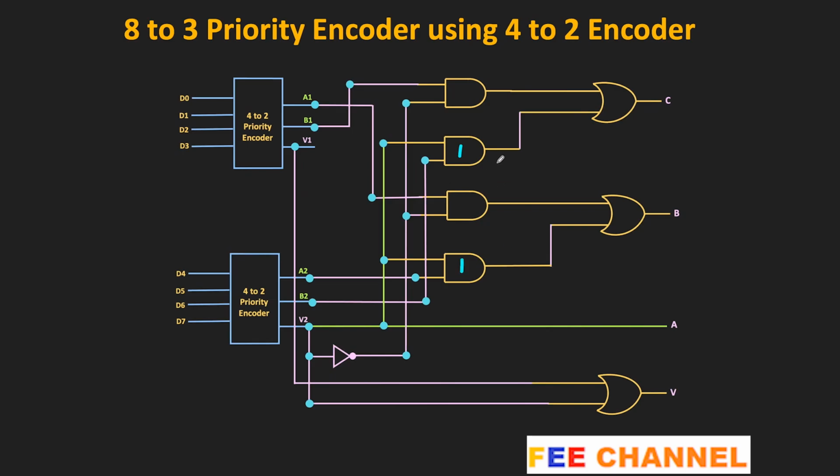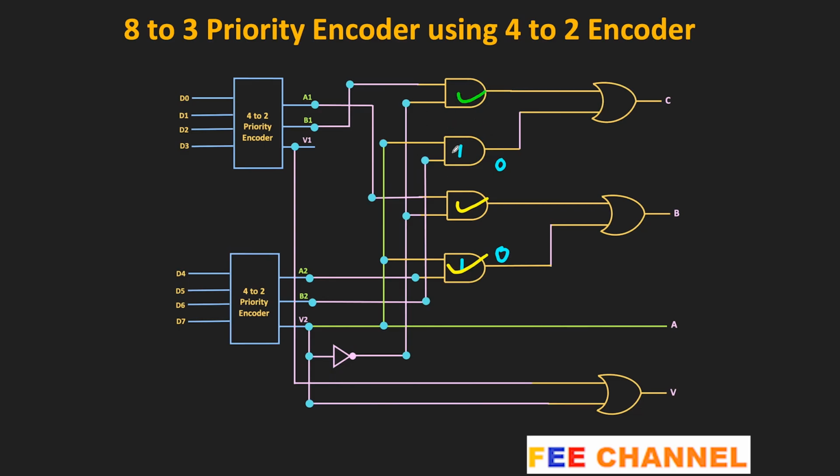That means somehow we need to perform the OR operation of this B1 and B2. But like I said before, we cannot directly perform the OR operation of these two outputs. And that is why we require two more AND gates over here. So just by doing the OR operation of these two AND gates, we will get our desired C output.